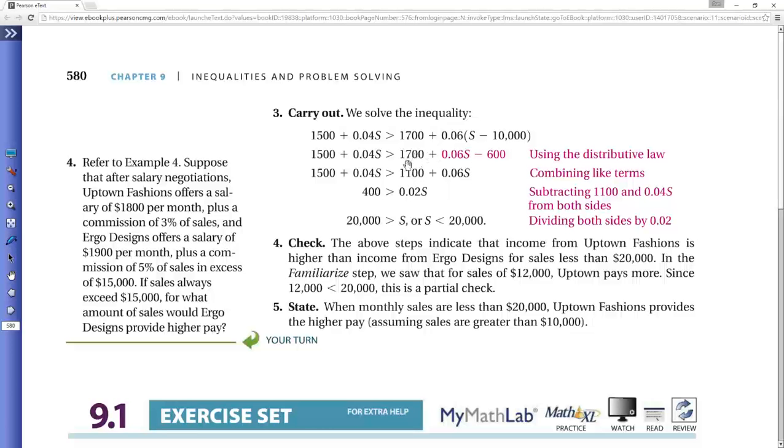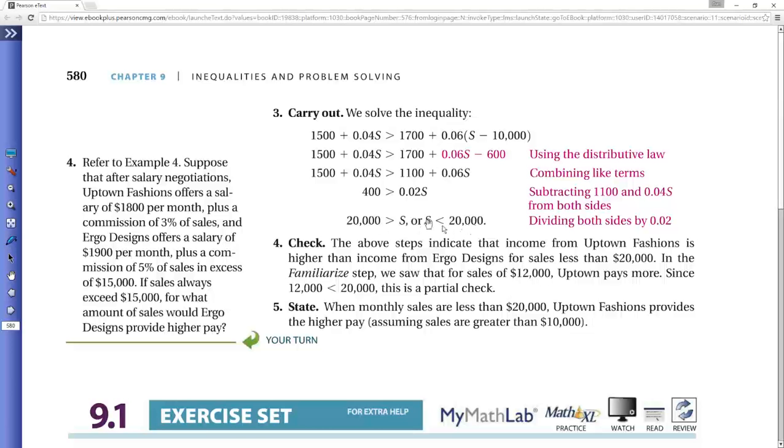The next thing is they can combine like terms here. I can add 1,700 plus negative 600. They call it combining like terms. So I have this new inequality. They start solving this inequality by adding a negative 1,100 on both sides. So in this case they get 20,000 is greater than S, my sales. Or S needs to be less than 20,000.